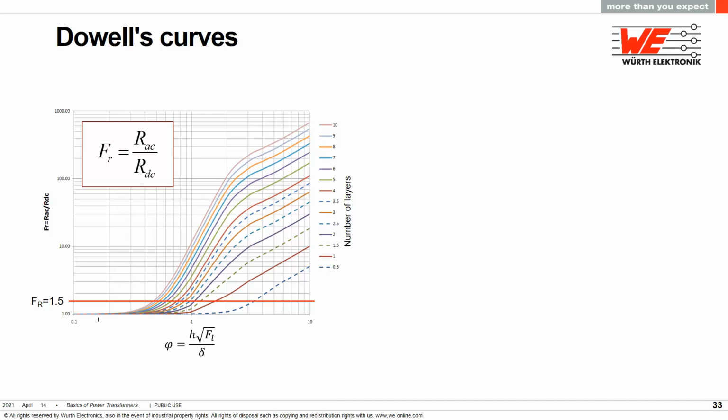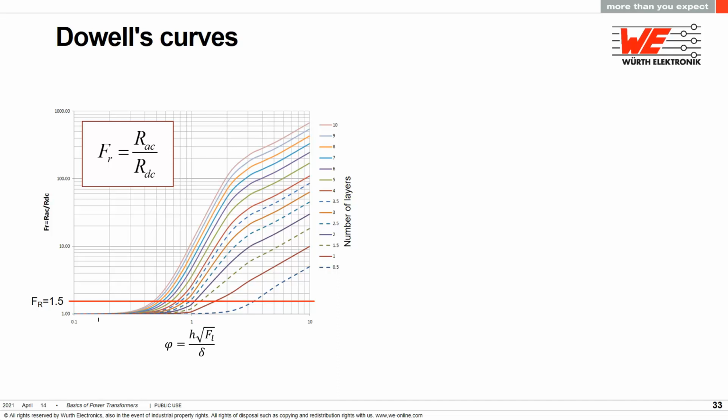This is what you get if you plot a series. The vertical axis, F sub r, is the ratio of AC resistance over DC resistance. The horizontal axis is phi, which we calculated 2 slides previous. The lines represent different numbers of layers in the winding portion, including a few with half layers. The goal is to be under the red line, which means your AC resistance is only 1.5 times your DC resistance. You can see it doesn't take much to go above the line.